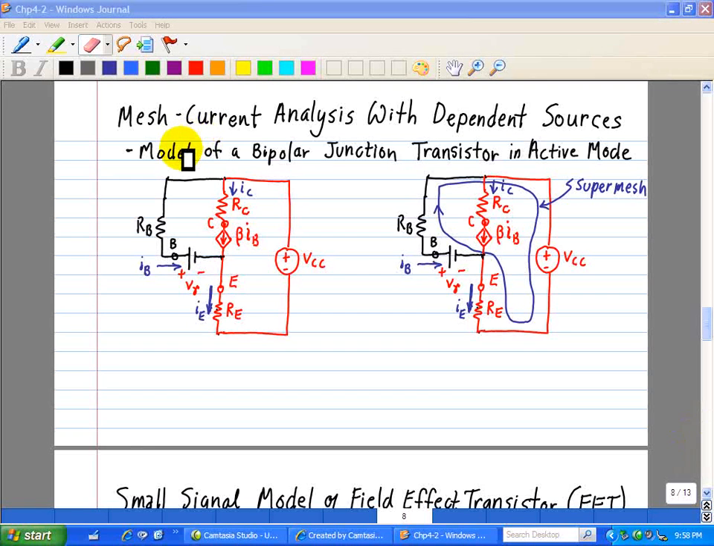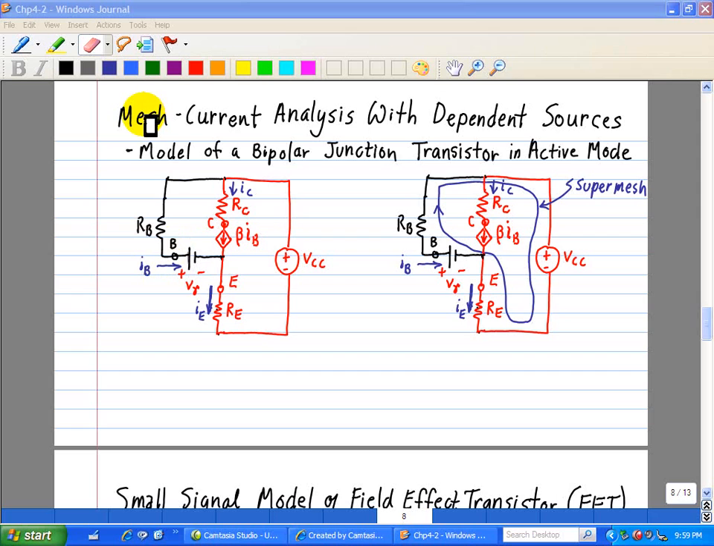Here we have a model of a bipolar junction transistor operating in active mode. A transistor consists of three terminals. One terminal is called the base, the other the emitter, and the last one is called the collector. We're asked to find the base current IB.